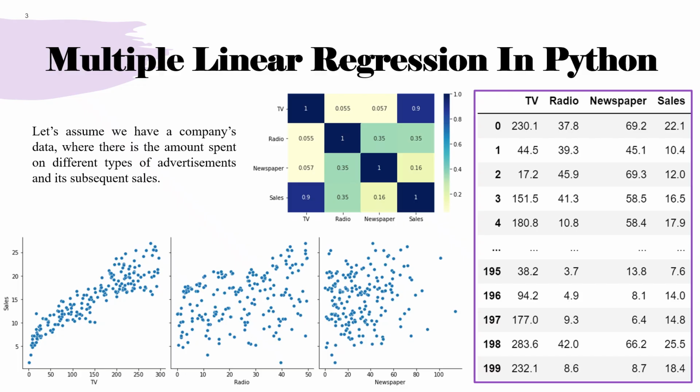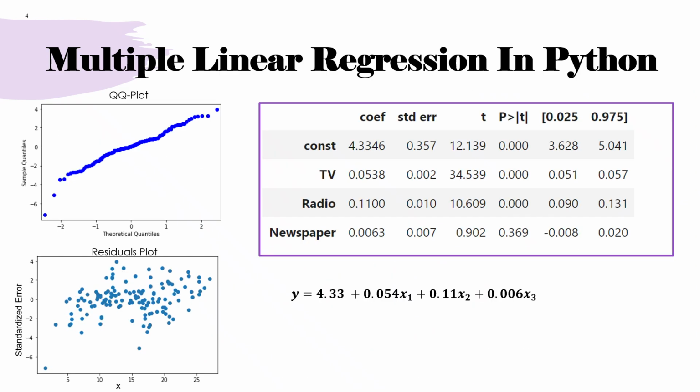By fitting a multiple regression model, not only can we quantify how each type of advertising contributes to sales while accounting for the presence of the other media types, but also assess whether investments in each advertising channel have a statistically significant impact on sales. Looking at the coefficient column, we can report the fitted multiple regression model. Denoting TV by x1, radio by x2, newspaper by x3, and sales by y, the fitted model is y equals 4.3346 plus 0.0538 times x1 plus 0.1100 times x2 plus 0.0063 times x3.